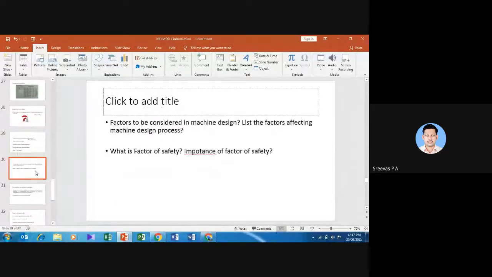Then factors to be considered in machine design. List the factors affecting the machine design process. Okay. What are the factors we have to consider while design of machine elements? Anyone just respond?